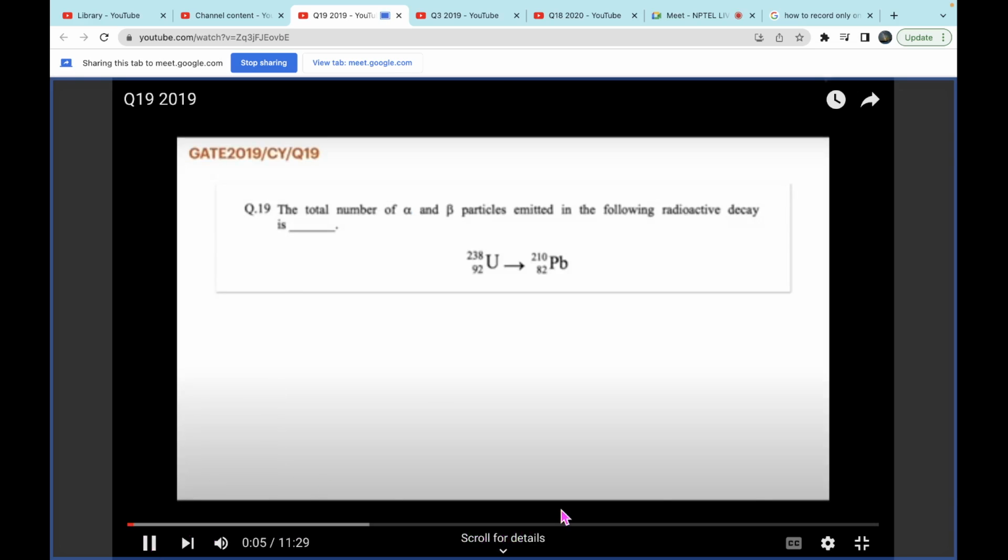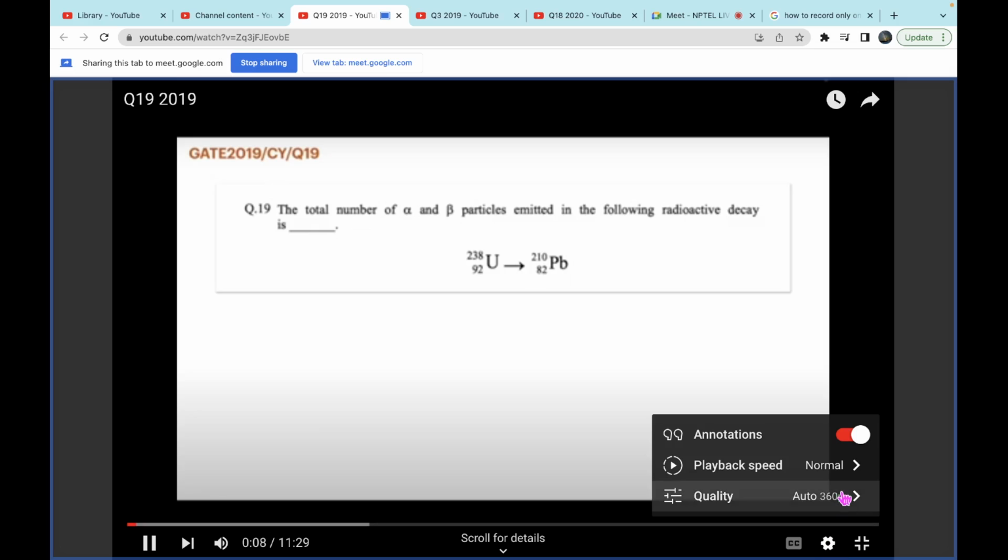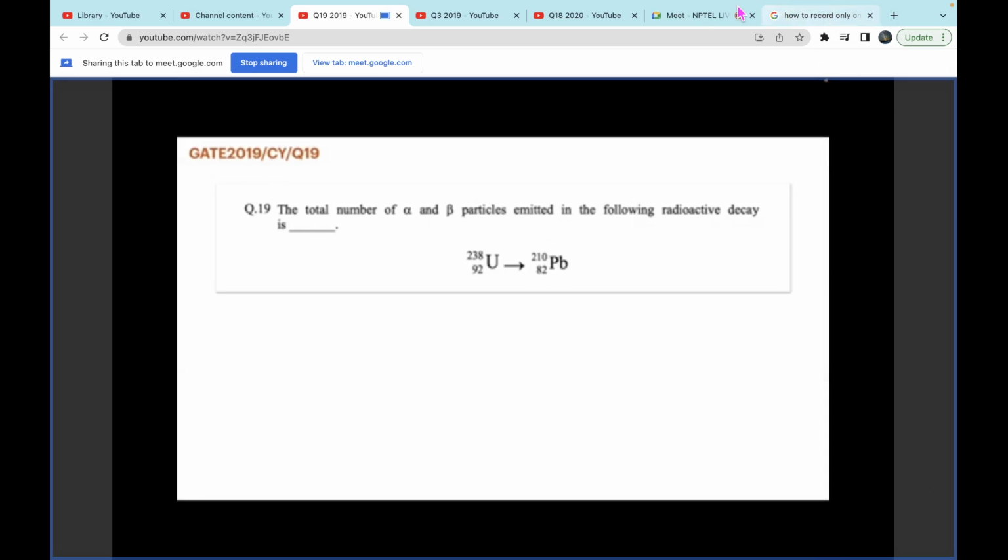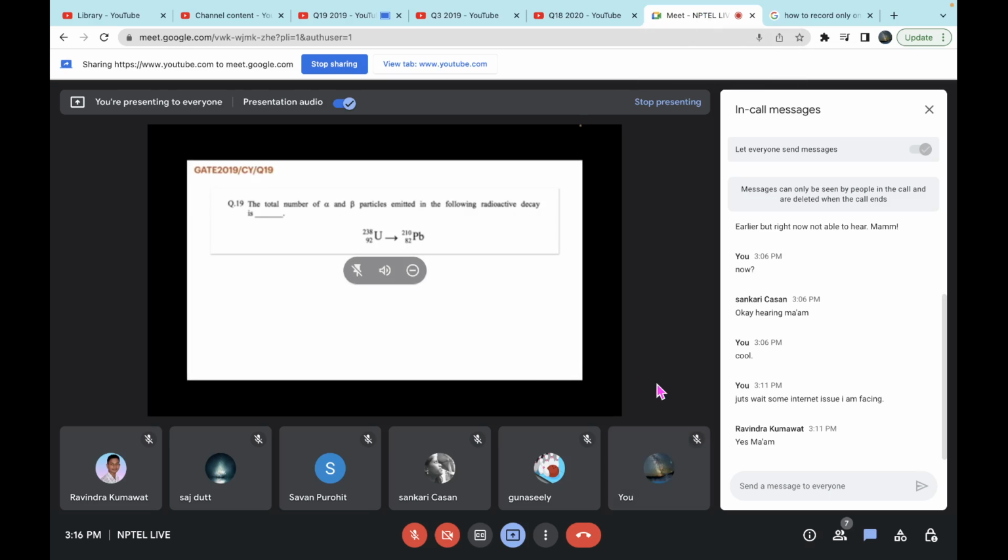Hello everyone. Today in this video, we will be solving the GATE 2019 chemistry question. This is question number 19. It carries 1 mark. This question asks for the total number of alpha and beta particles emitted in the following radioactive decay. So this is the radioactive decay, and we have to find out the number of alpha and beta particles.